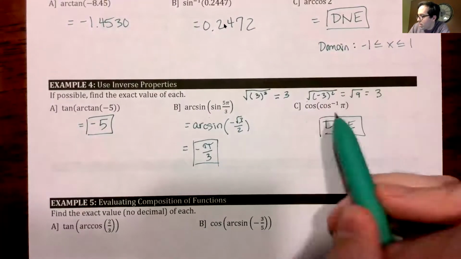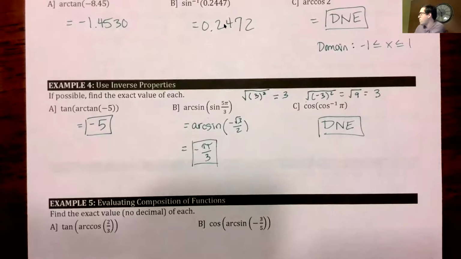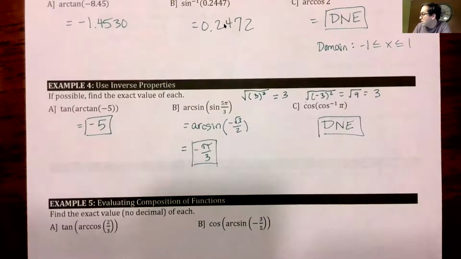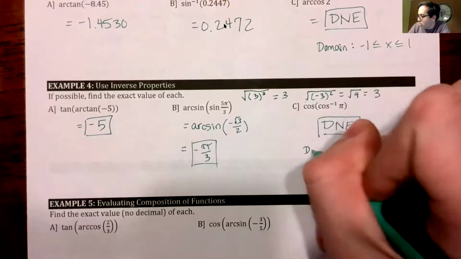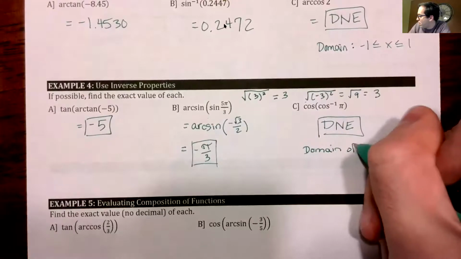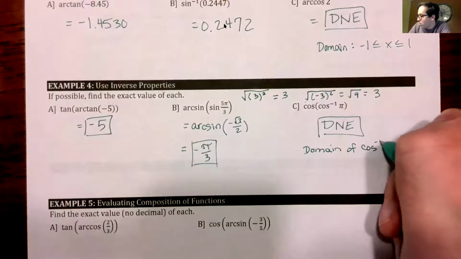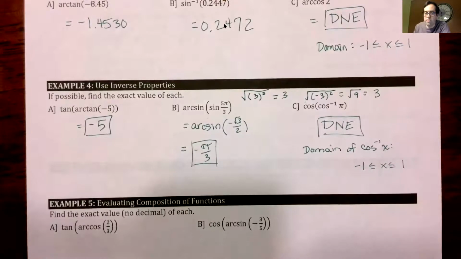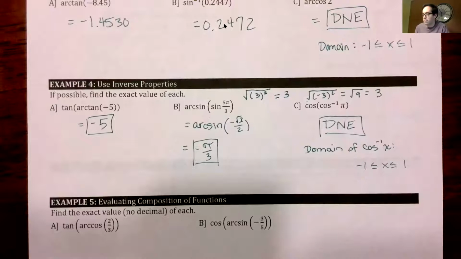So we have to be careful. We cannot always cross out inverses of each other. We also sometimes find that they don't even exist. And that's because, just like in the previous example, the domain of the cosine inverse of x is negative 1 to 1. And we were outside of that domain.